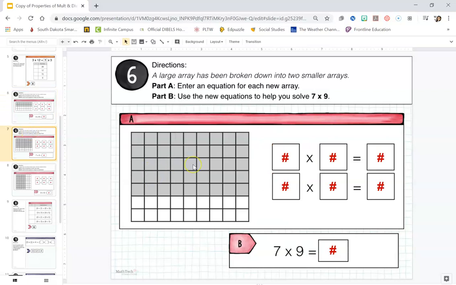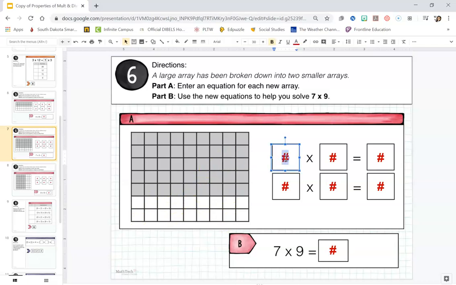We'll do one more practice together, and then you'll have a few practice slides to do on your own. So this one was 7 times 9. If you're really struggling to memorize what 7 times 9 equals, you can break it up so you're dealing with smaller numbers. So we have 1, 2, 3, 4, 5, 6, 7 down the side and 9 across. But they broke up our big array into 2 smaller ones. So we have the gray one at the top and then this white one at the bottom. It wants you to write an equation for each new array.